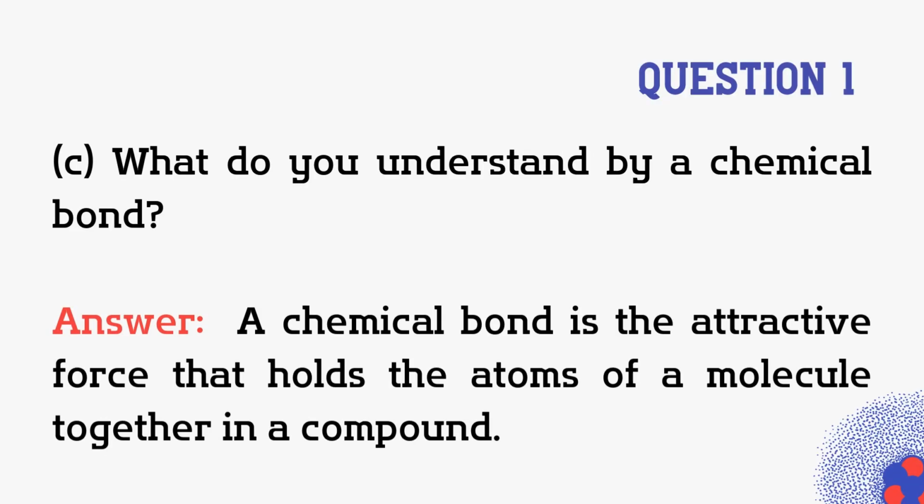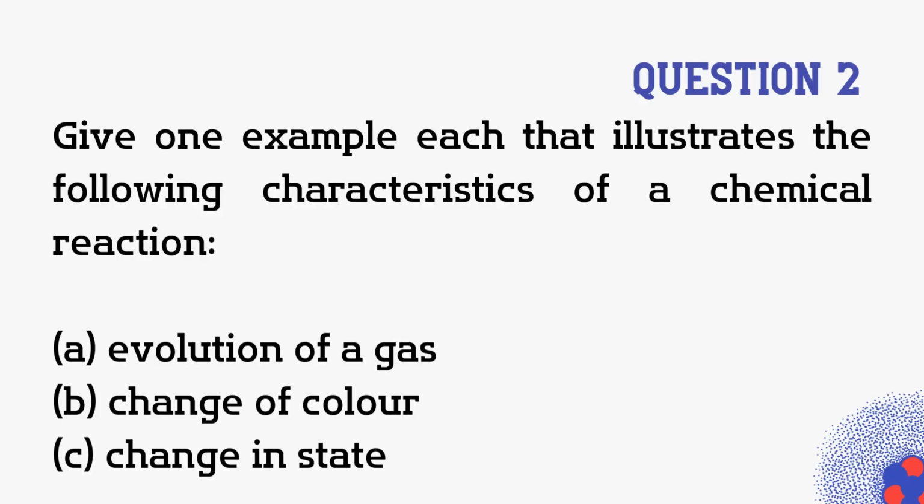Question C. What do you understand by a chemical bond? Answer. A chemical bond is the attractive force that holds the atoms of a molecule together in a compound. Next question 2. Give one example each that illustrates the following characteristics of a chemical reaction. A. Evolution of a gas. B. Change of color. C. Change in state.